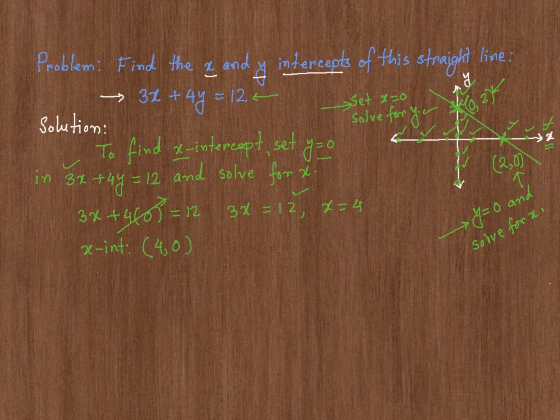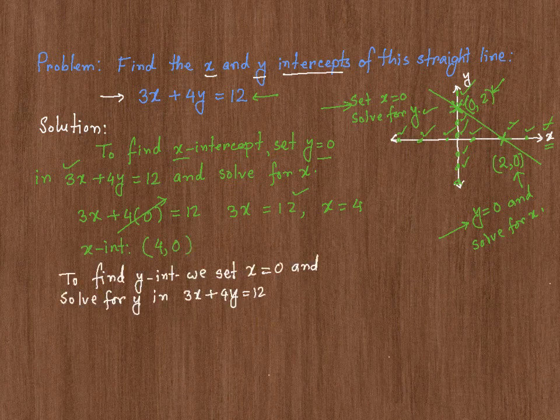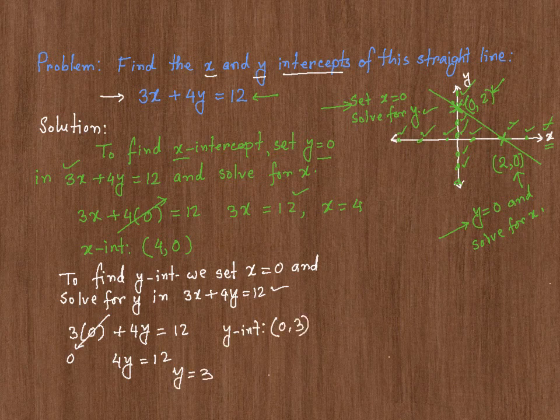Similarly, we find the y-intercept. So if we do that, what we get is this. We are going to set x to 0, so 3 times 0 in this equation, plus 4y is equal to 12. This is just 0, so 4y is equal to 12. Now if I divide both sides by 4, I get y is equal to 3. So the y-intercept is going to be 0, 3.